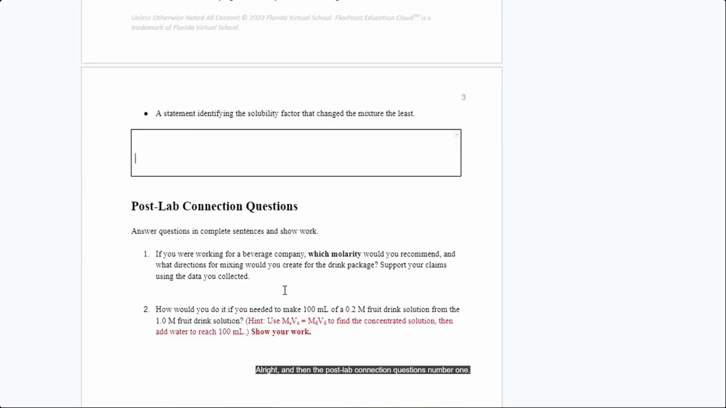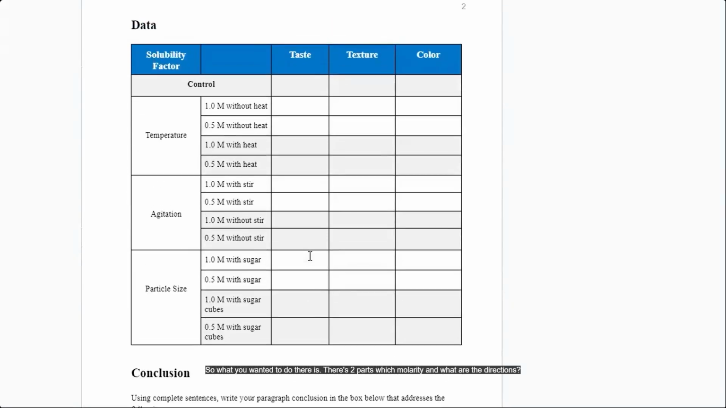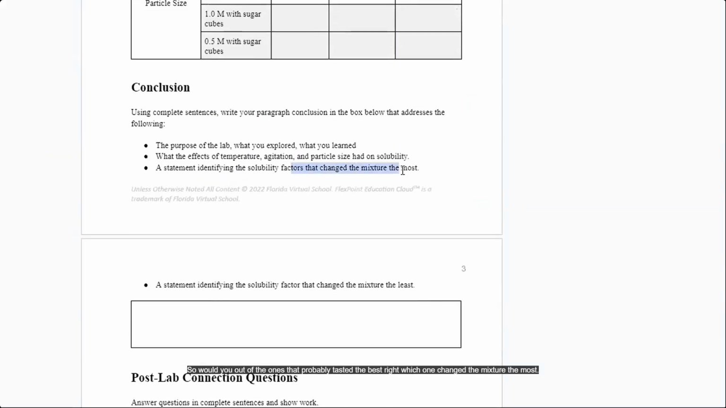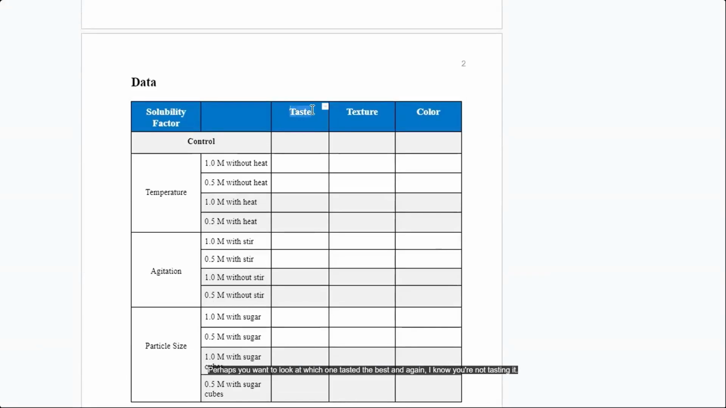All right, and then the post-lab connection questions. Number 1, if you were working for a beverage company, which molarity would you recommend and which directions for mixing would you use to create your drink package? So what you want to do there is, there's 2 parts, which molarity and what are the directions. So would you, out of the ones that probably tasted the best, right? Which one changed the mixture the most? Perhaps you want to look at which one tasted the best.